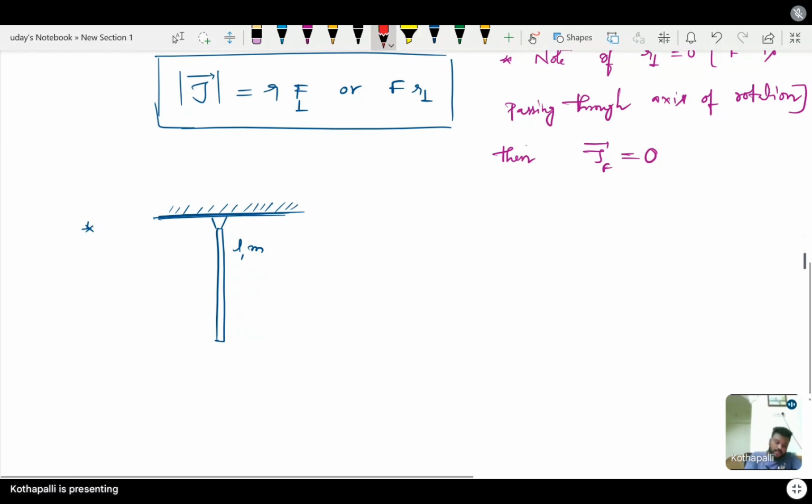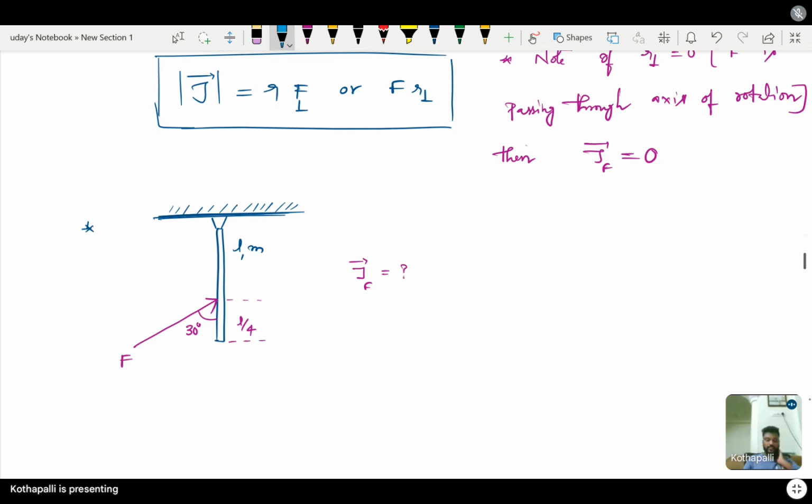Now the question, a beautiful question that I'll make here. A force F is acting at an angle of 30 degrees with the length of the rod, at a distance L by 4 from one of the ends of the rod. Then the question is, what is the torque due to that force? Do you understand? How to resolve it?